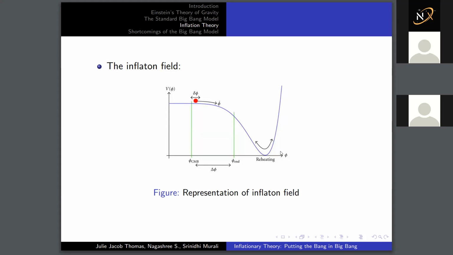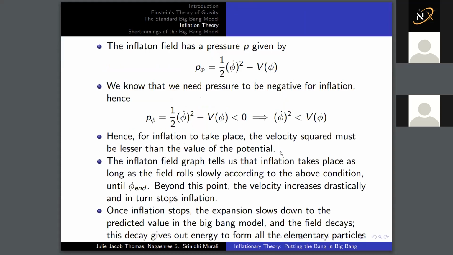So I think that's it from my side. The problems that the Big Bang theory brought about, and the solution provided by the inflation theory, will be given by my fellow teammates. I think Julie, you can take over. Thank you.